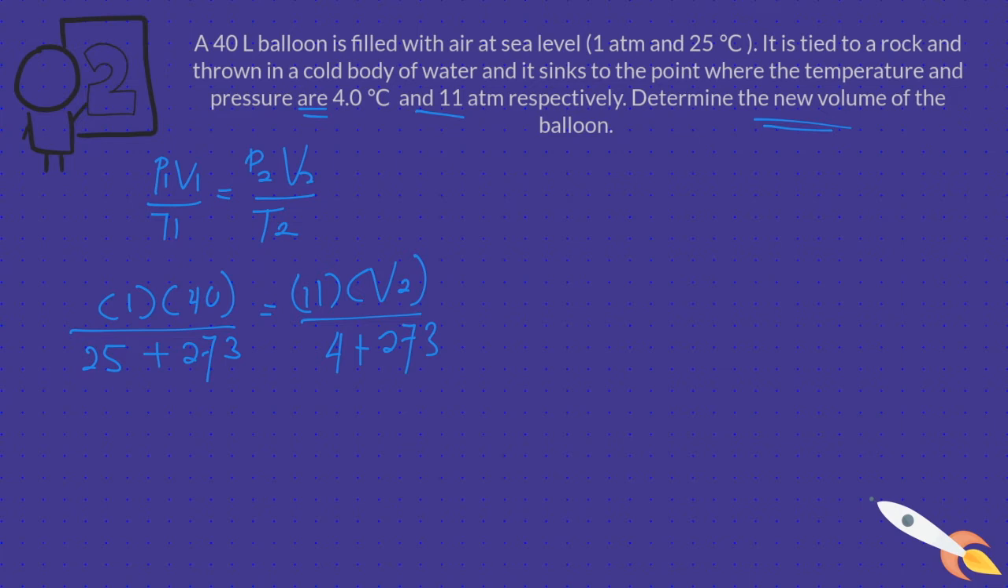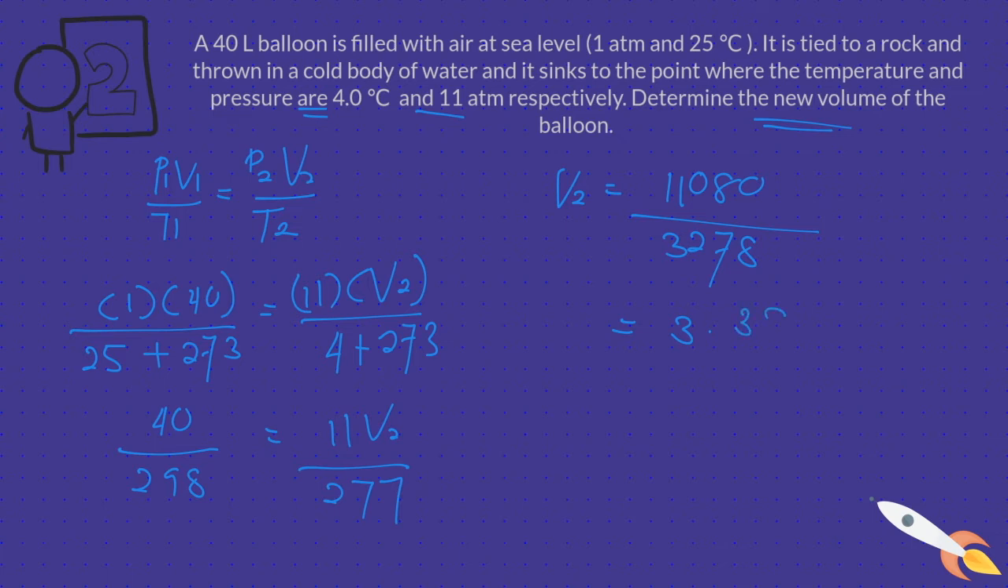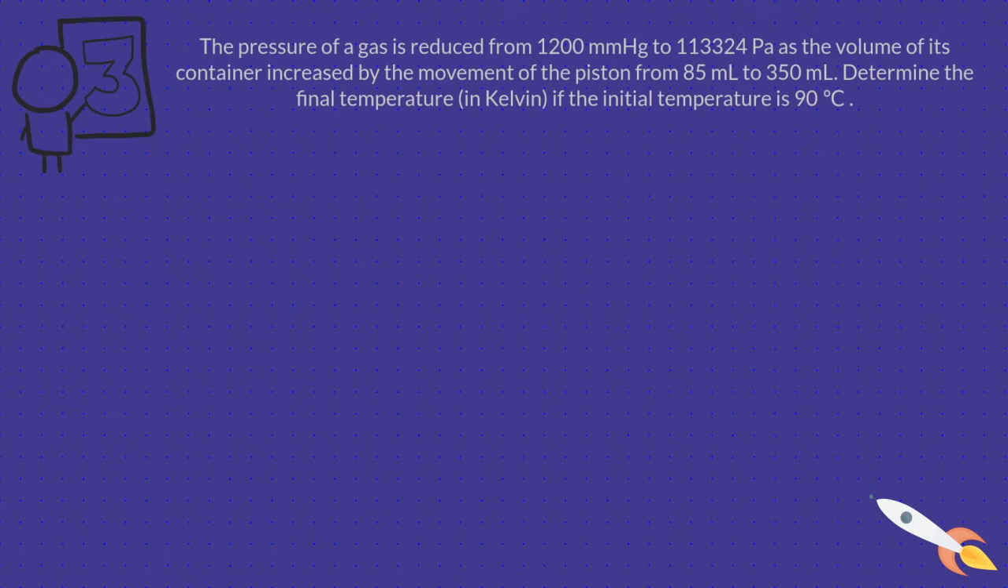So after you have calculated this one, you shall get 40 divided by 298 should be equivalent to 11 V2 divided by 277. So from here we can calculate your V2 is actually equivalent to 11,080 divided by 3278. So you shall get your volume is equivalent to 3.3801 liter. So this is the final answer for the second question. Let's move on to question number 3.